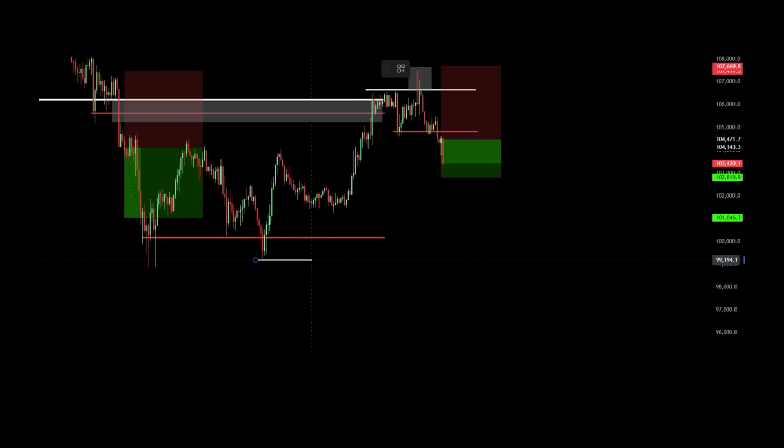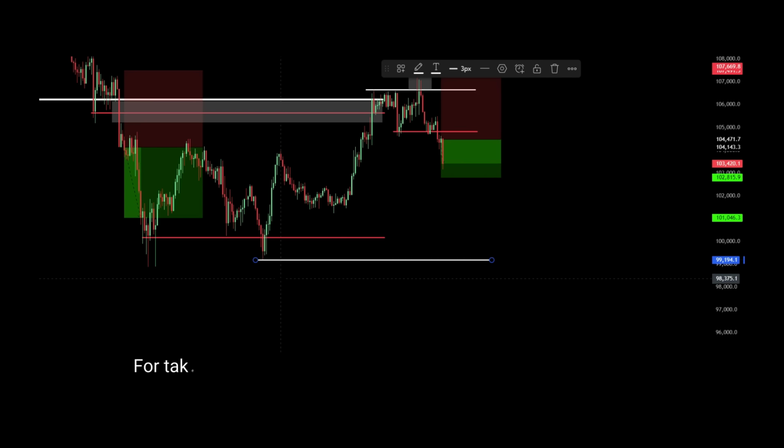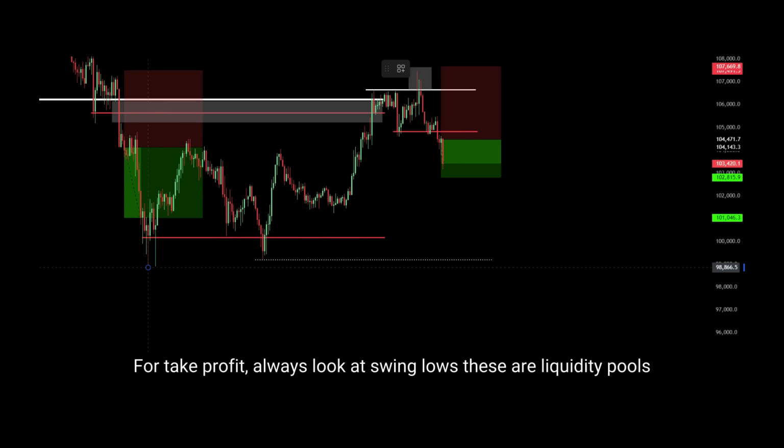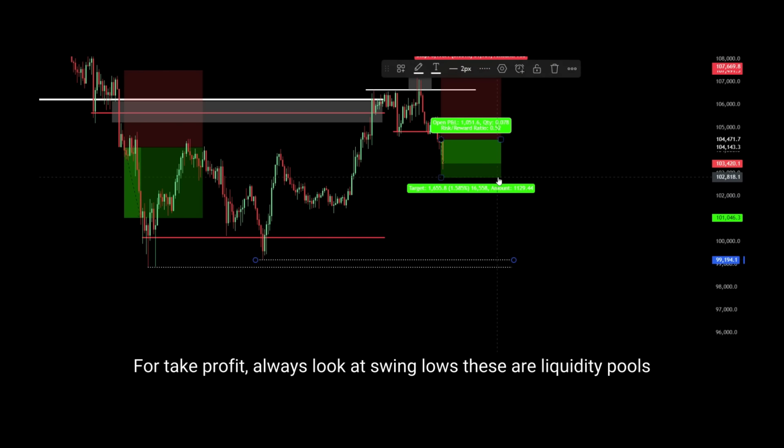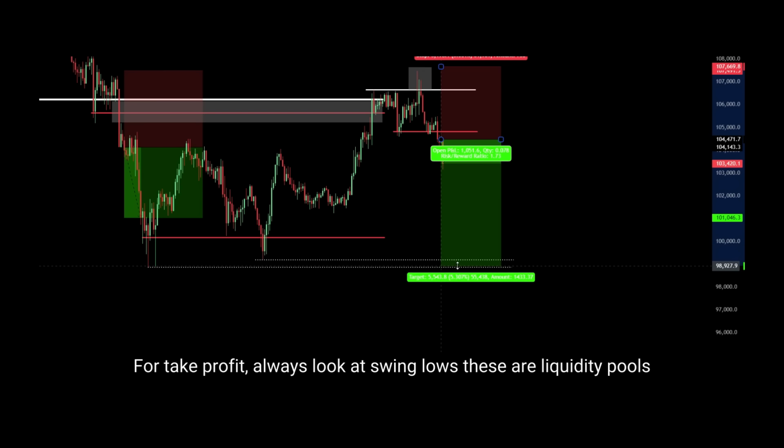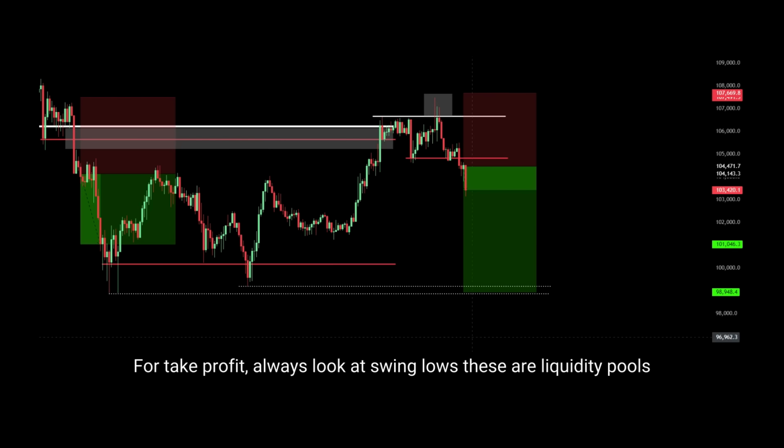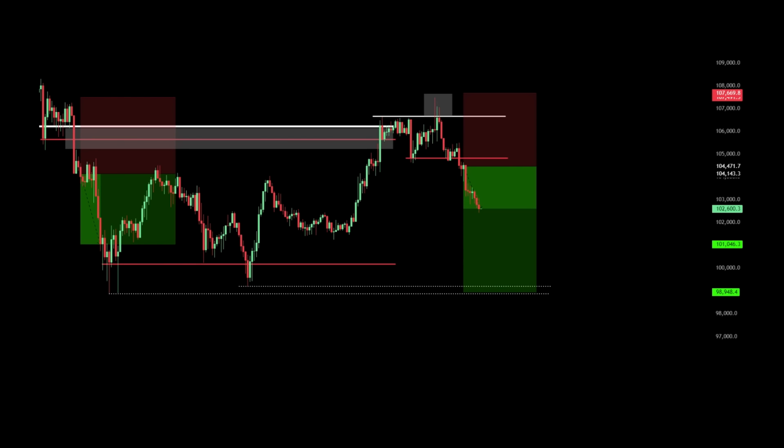And I always like to use the previous lows. So you can see here's a liquidity low and here's a liquidity low. So these are going to be potential areas where we're going to look to target. And it's a nice 1.73 R&R. Let's play this out. There you go.